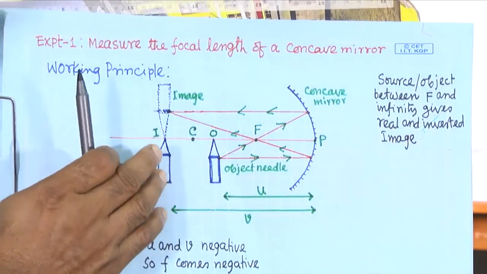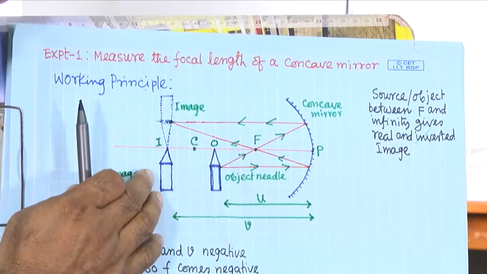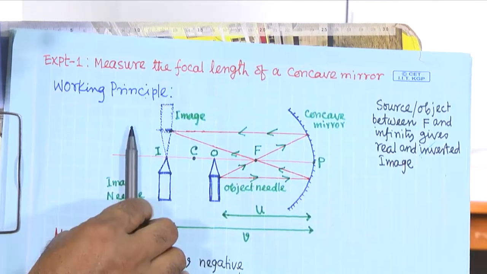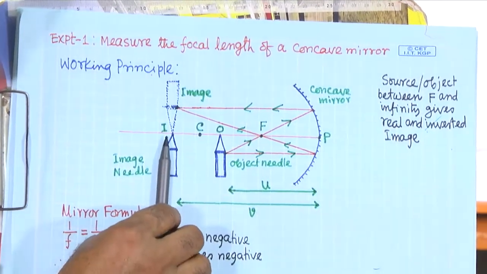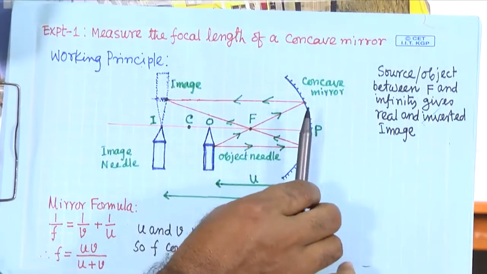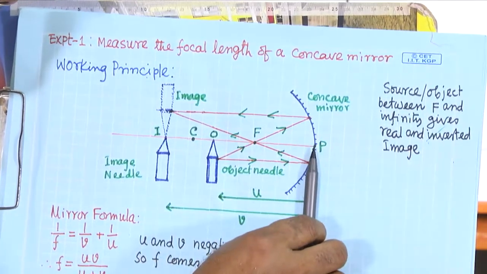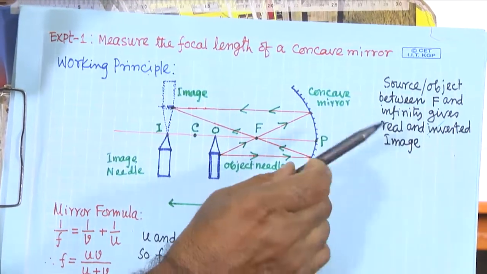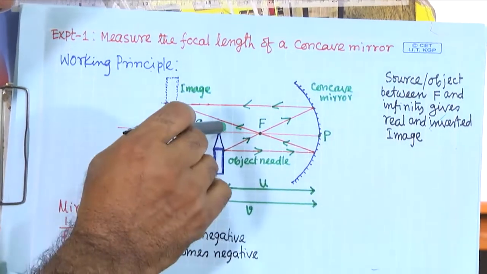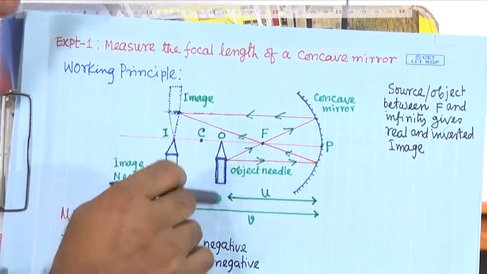So, that is the parallax method. Okay. So, this way one can find out the position of the image. Okay. So, when you find the position of the image, on the optical bench you need to fix the mirror and note down the reading of the mirror. Okay. And then you fix the object needle.